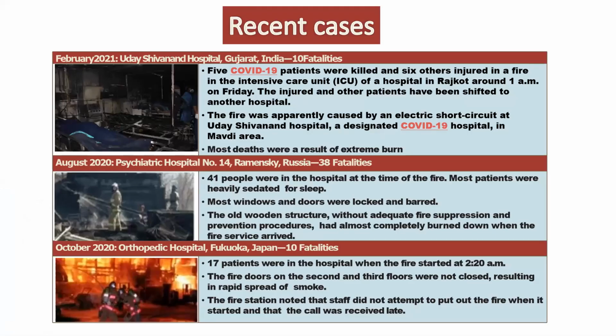2021, Uday Shivanand hospital and its fire. You see the picture. There is a very dangerous situation, and we also see the August 2020 hospital in Russia, and then a hospital in Japan. Fires are caused by electric wiring, short circuits, gas leakages, and materials which spread fire.